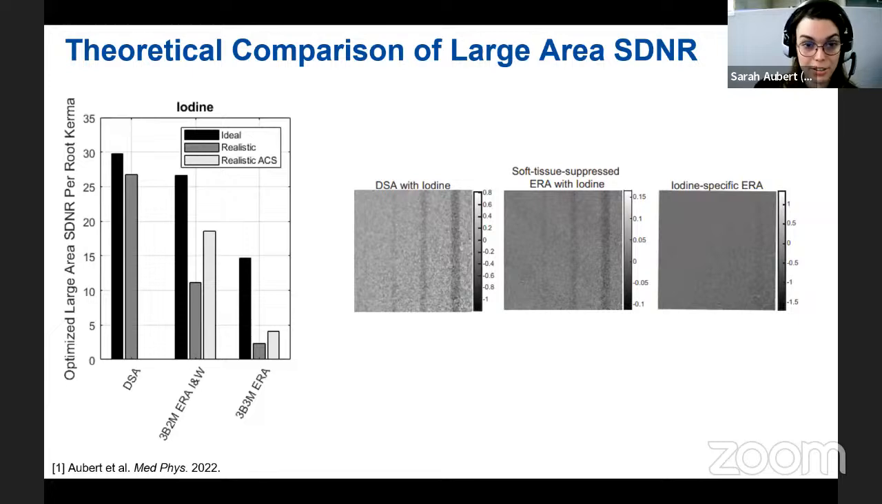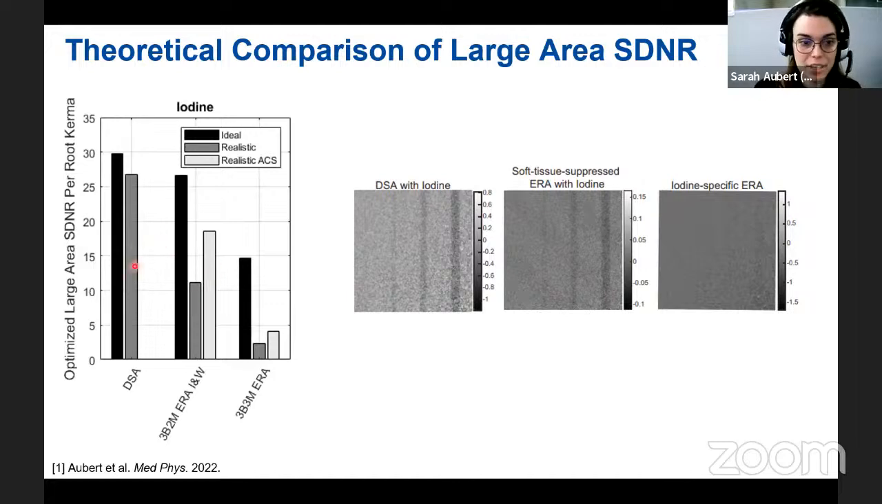So here are the results of our theoretical comparison of our large area SDNR for our DSA, our 3-bin 2-material energy resolved approach, and our 3-bin 3-material energy resolved approach. Here we're looking at the optimized figure of merit for each of these approaches, where the first bar represents an ideal X-ray detector response, the middle bar represents a realistic detector response, and the last bar is our realistic response with our ACS incorporated. So we're correcting for some of the charge sharing and characteristic emissions.